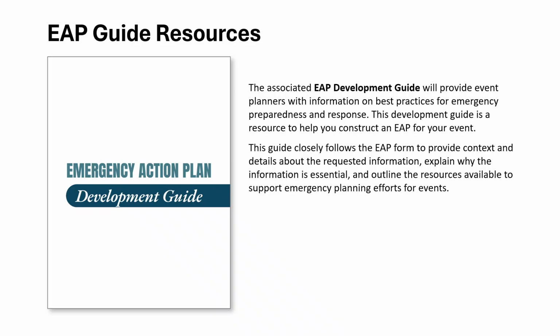Resources for Section A. These resources, found in the EAP guide, help you to define the overall structure, timing, and location of the event to inform public safety and operational support. We'll start with general event planning tools, then look at those specific to Section B, event details.